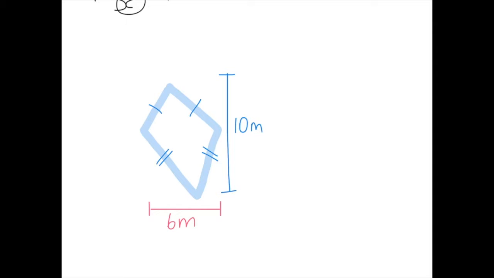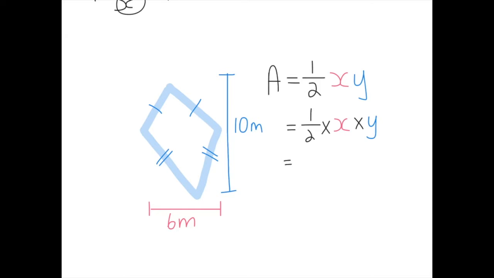So my formula is going to be A equals half x y. So half times x times y. I'm going to leave this half to the end because it'll all work out the same anyway. So times my x, which is 6, times my y, which is 10. So I'm going to do half times 6 times 10 is 60.